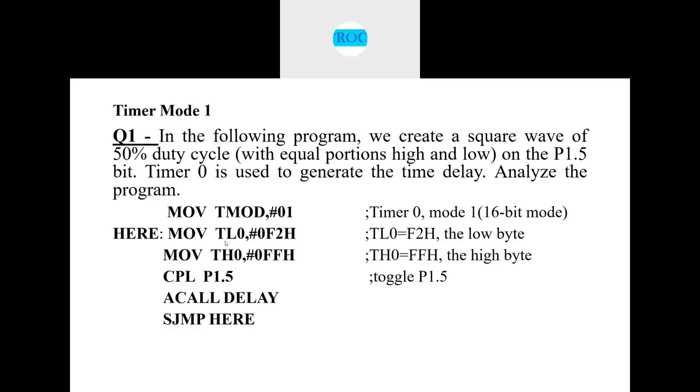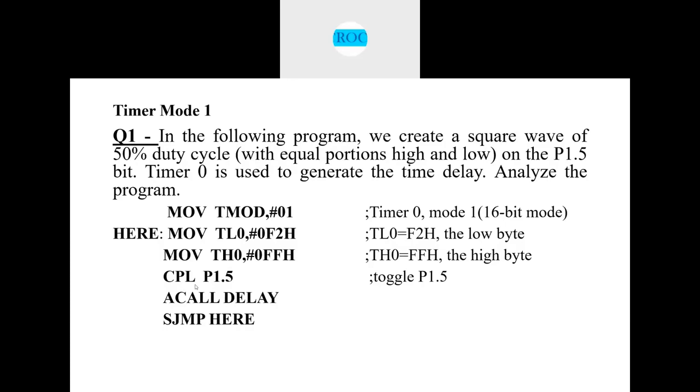Here, as you can see, we have used TL0. Why TL0? Because in the program, timer 0 is used to operate in mode 1, so we are using the register TL0, and also TH0, because timer 0 is selected to generate the time delay, right? And what are the initial values stored here? This is the higher byte, this is the lower byte: FF F2, right?